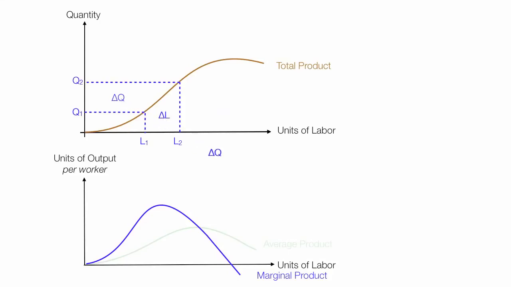So marginal product is the change in quantity divided by the change in labor, which is equal to Q2 minus Q1 divided by L2 minus L1. This is all equal to marginal product. Also, it may be written in your textbooks as MPL, which means marginal product of labor.